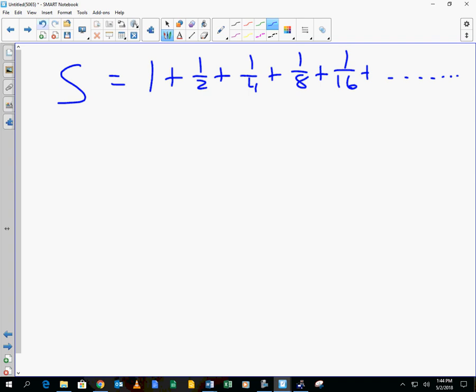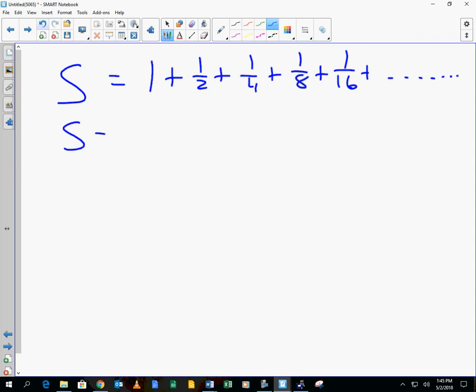You guys told me earlier, we kind of looked at that, and you saw what's 1 plus a half? 1 and a half. Plus a fourth, 1 and 3/4. Plus an eighth, 1 and 7/8. Plus a 16th, 1 and 15/16. So it looks like it's headed towards what? It looks like it's headed towards 2. Let's look at how we come up with this.